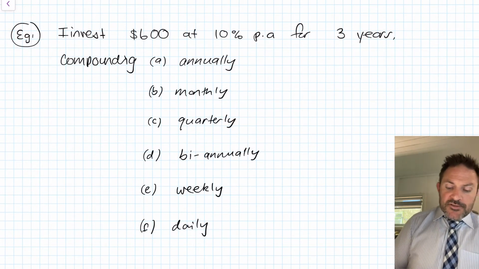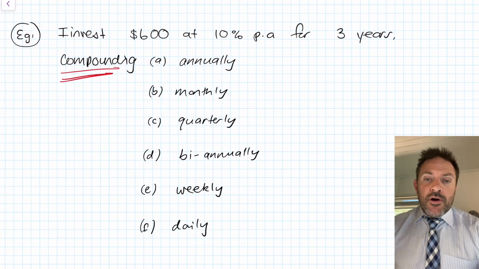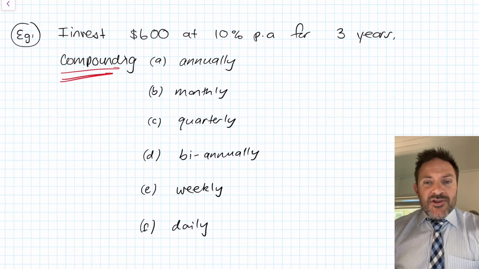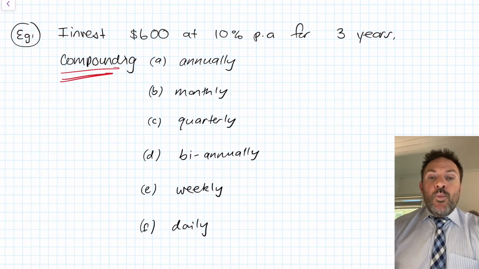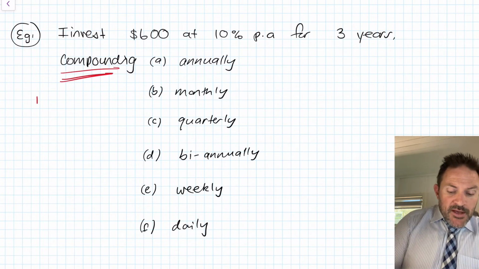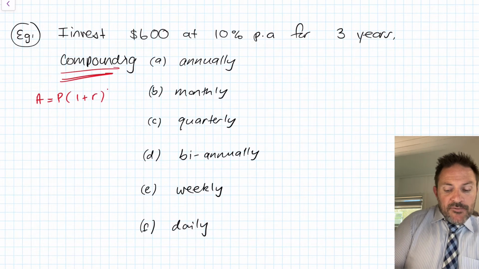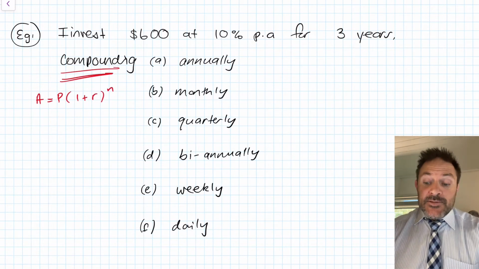So for all these questions, first of all, see how they have the word compounding in there. Otherwise, if there's no word compounding, it generally means it's simple interest. So when it says that it recalculates at the end of each period or uses the word compound, we know we're using that compound formula. So I'm going to use the formula A equals P brackets 1 plus R to the power of N. Okay, let's see how this works.